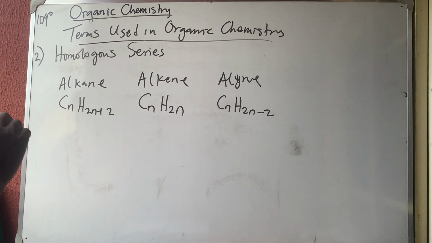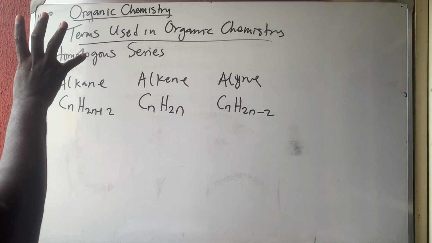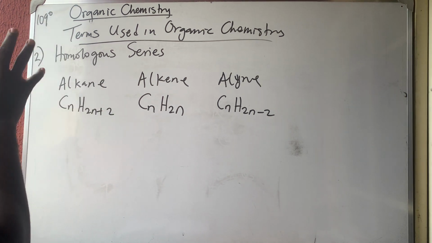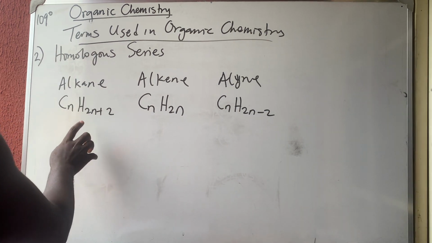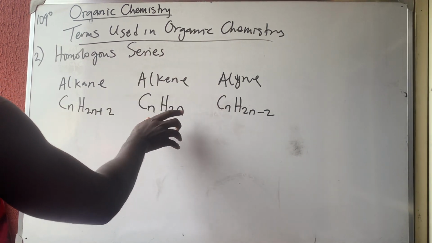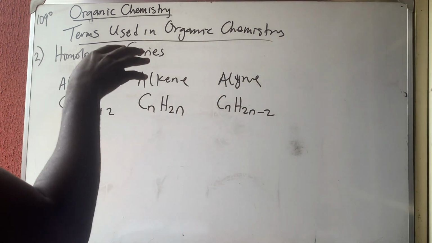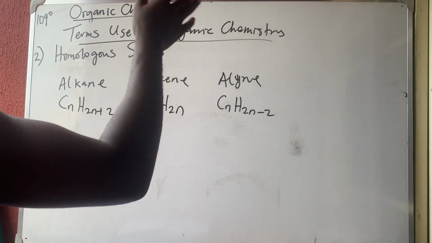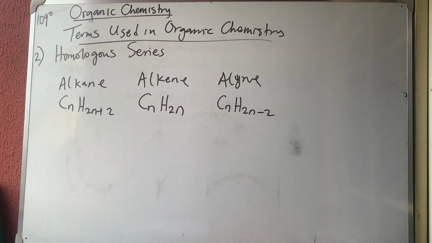Okay, we have gotten number one property, or number one characteristic of a homologous series. They have a general formula. Each of the families has a general formula. The family of alkane, this is their general formula. The family of alkene, this is their general formula. The family of alkyne, this is their general formula. So from their general formula, you can now get all their members.